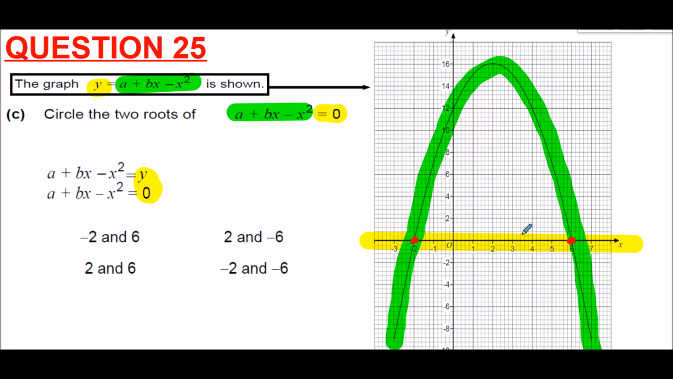where y is 0. So the roots of the equation is just a fancy way of saying what values of x make the equation equal to 0. So the two values of x are -2 and 6, because this is where the curve crosses the x-axis. So the final thing we need to do is just circle one which is -2 and 6. And that's question 25 done.